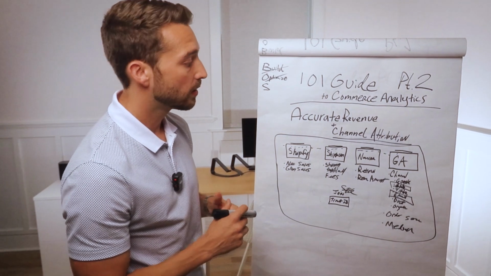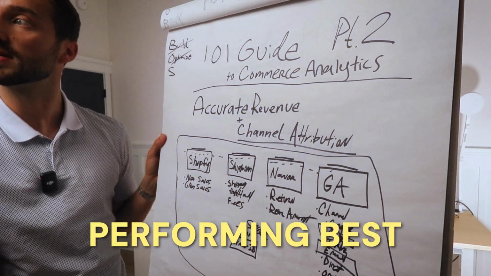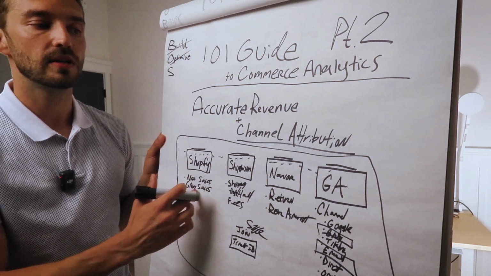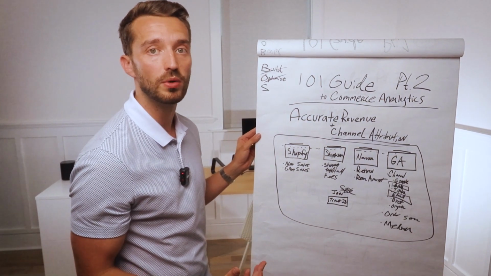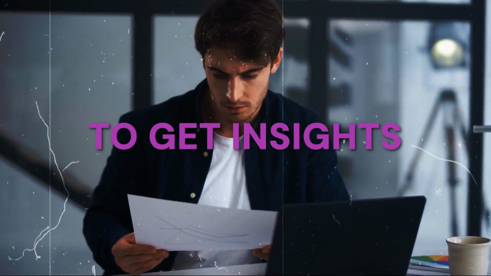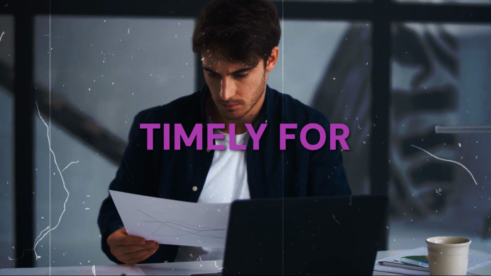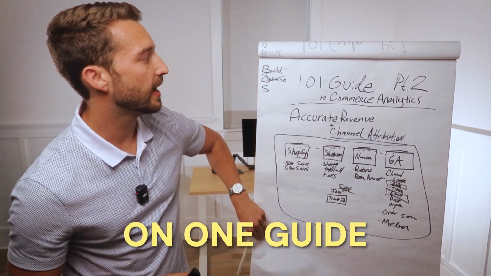we also covered how you can look at your different channels and which ones were performing best by tying together Shopify as well as GA, leveraging a business intelligence tool. So writing a little bit of SQL to create joins between all of this data to get insights that are accurate and timely for your business. With that being said, we're now going to jump into our 101 guide part 3.